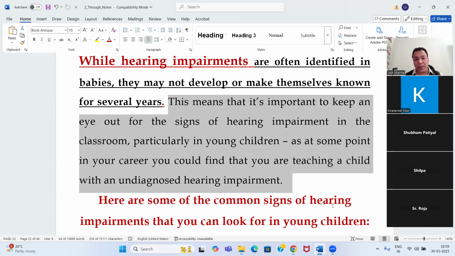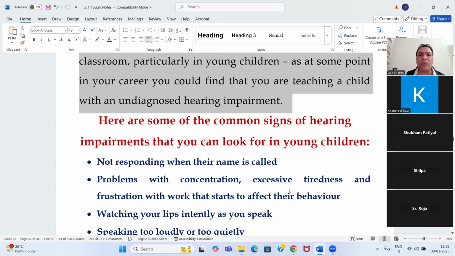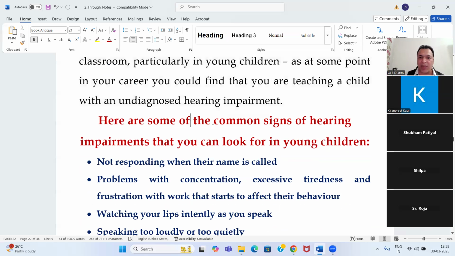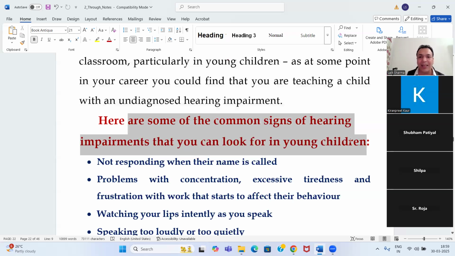Matlab, you are teaching a child who has an undiagnosed hearing impairment, and the whole year you are teaching, the next class, the next teacher is teaching, and the student is not developing, and you say that this is the problem of the student. Guys, a student is never ever weak on this planet, right? I think you have come to know from this question also, right? You know how you have to recognize these problems. Here are some of the common signs of hearing impairment that you can look for in young children while teaching, okay, as it is also for the parents, right?